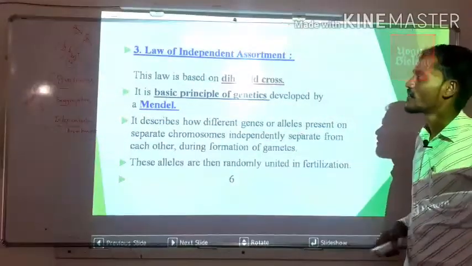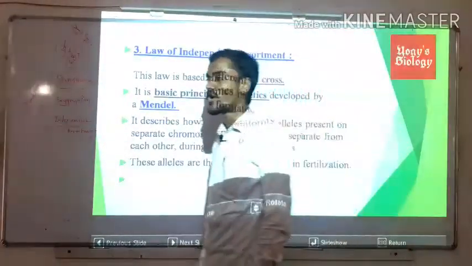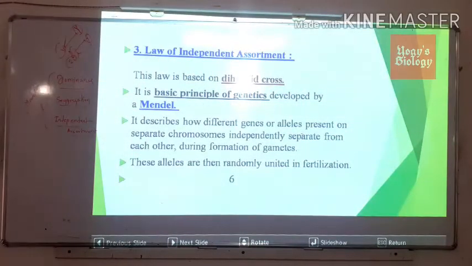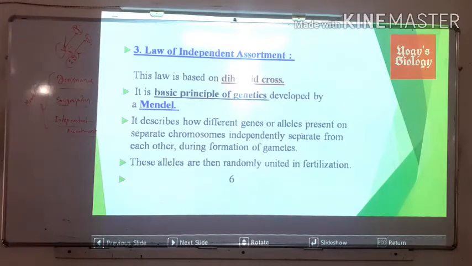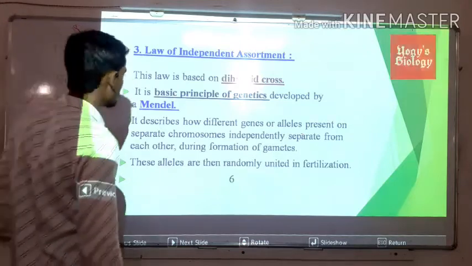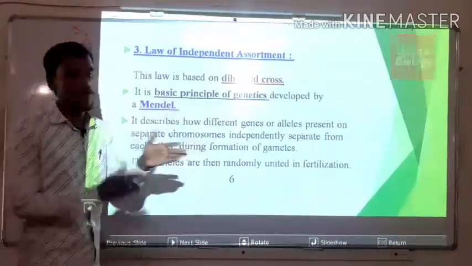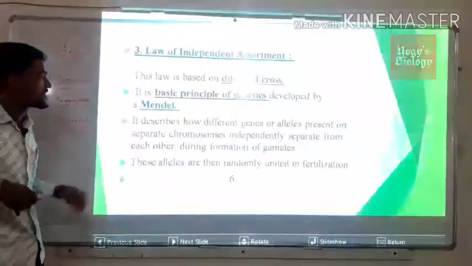Then the third law, the law of independent assortment. This law is based on the dihybrid cross. It is a basic principle of genetics developed by Mendel.